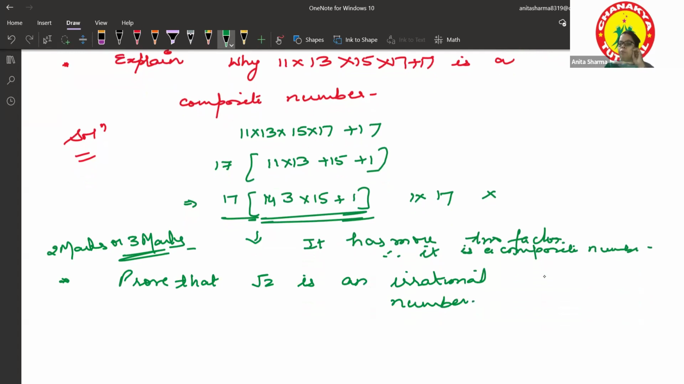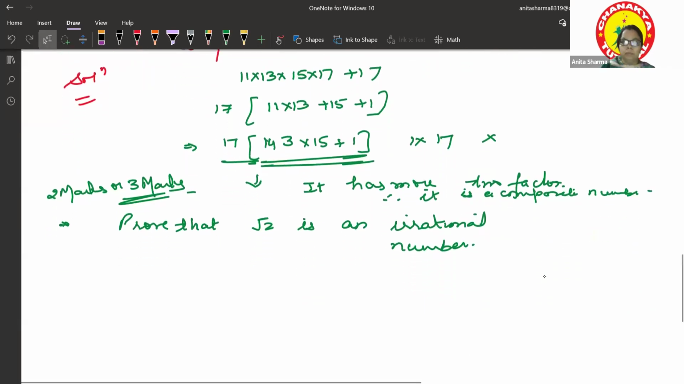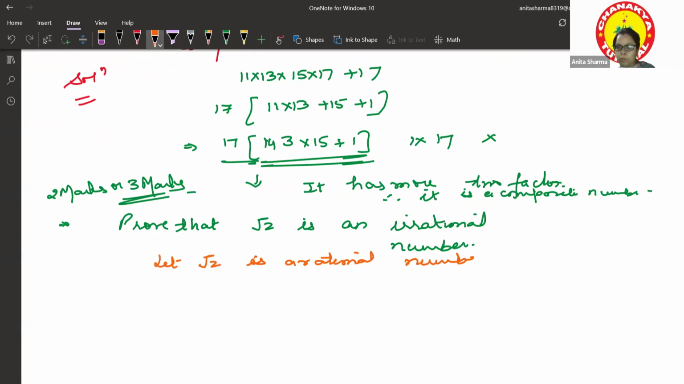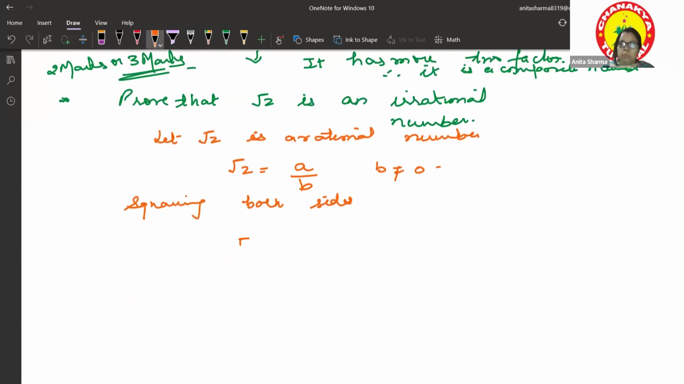Instead of root 2, they can give you root 3, root 5, root 7, root 11, root 13. Okay. So how will we prove it? Quickly have a recap. My speed will be a little bit high, children. So let root 2 be a rational number. So it means you can write the rational number in the form of a by b, where b is not equal to 0, right? Next step, you have to square both sides. Then we get root 2 square is equal to a square by b square.